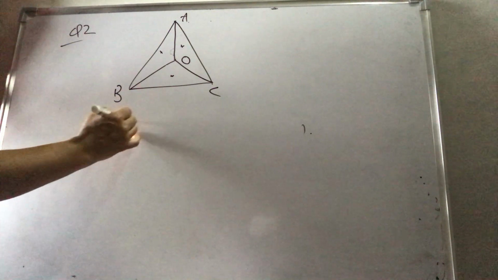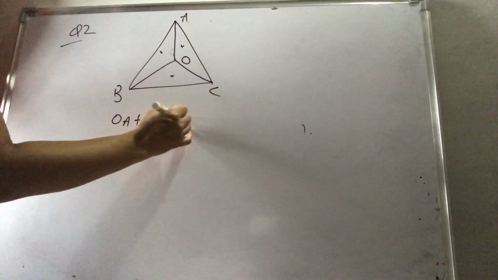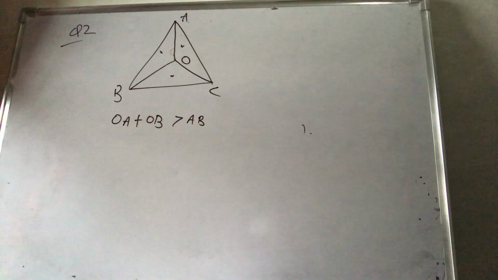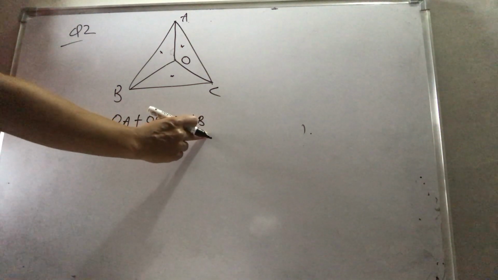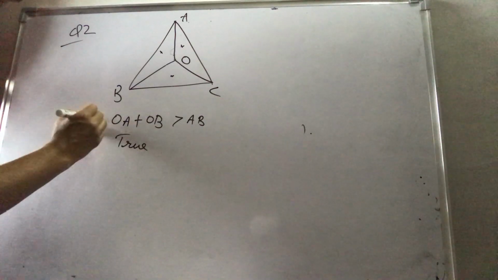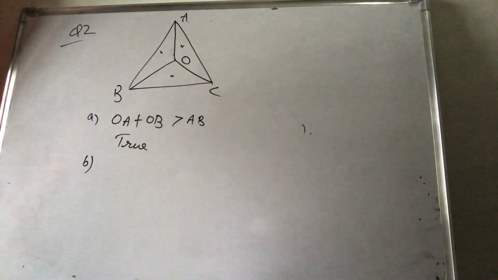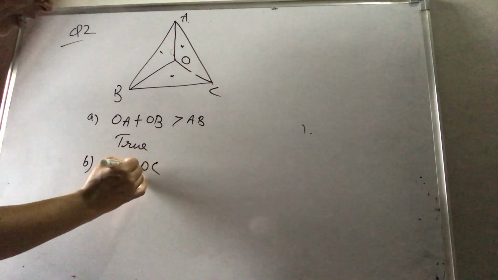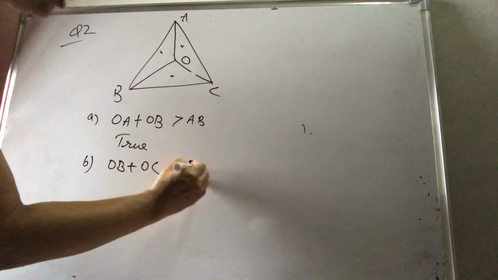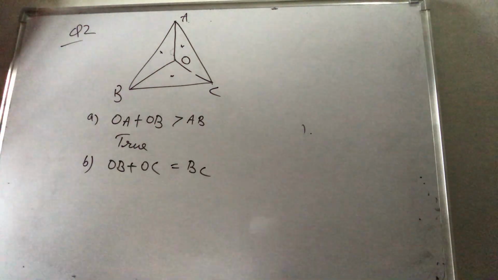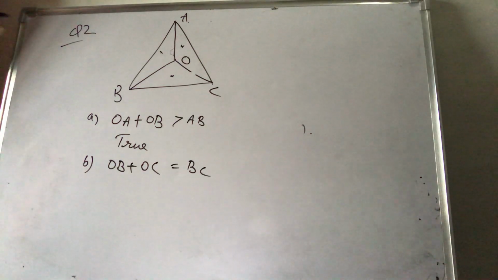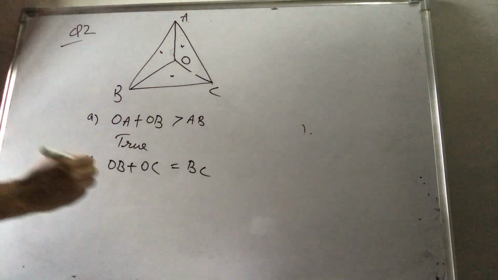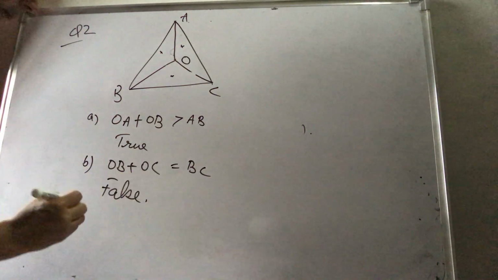In this triangle, I have to tell whether OA plus OB is greater than AB or not. This statement is true or false. Sum of two sides is greater than the third side. This statement is true. In the second statement, I have taken the triangle OBC. Here I have to tell whether OB plus OC is equal to BC. No, the sign of equal does not exist here. Sum of two sides is always greater than the third side. So because of this equal sign, this statement is false.